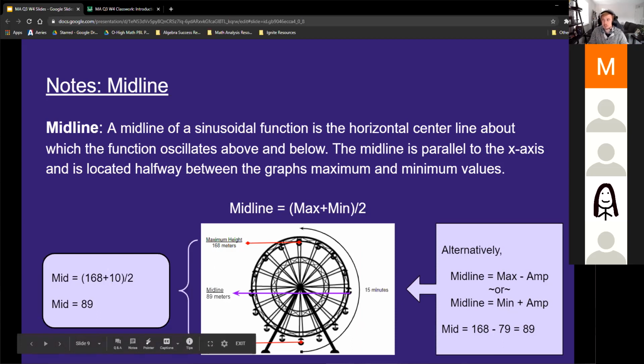So there's lots of ways in which you can find these various pieces of information, guys. And once you find one thing, like once you find midline or once you find amplitude, finding the other one becomes easier, right? Because similarly, if I know that midline is maximum minus the amplitude, then I could know that the amplitude is the maximum minus the midline, right? So once you know one of them, you can easily find the other one.